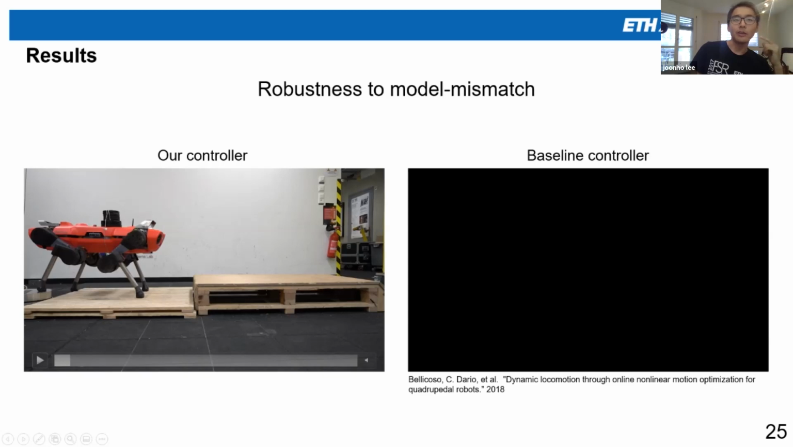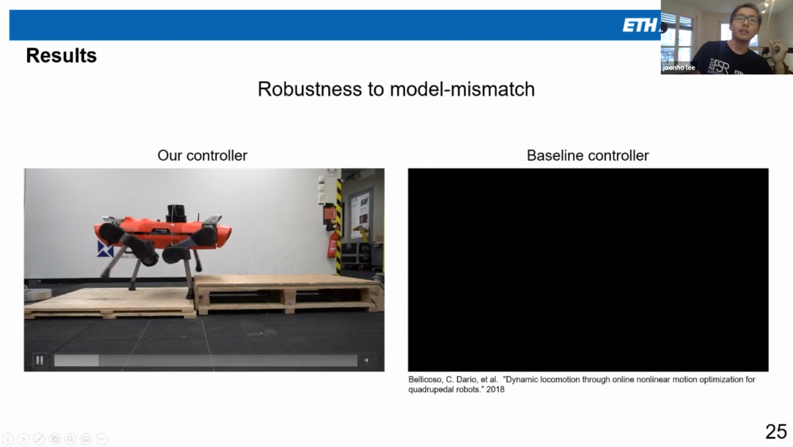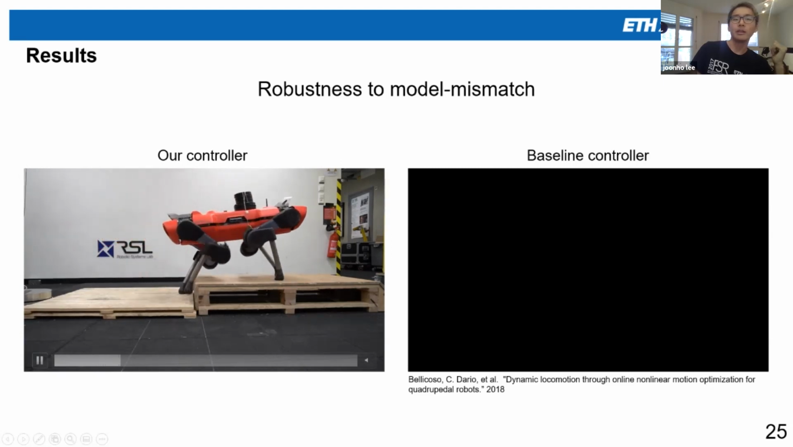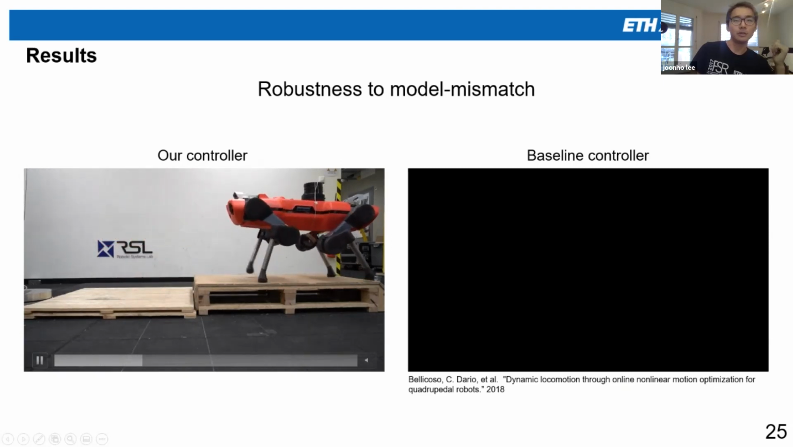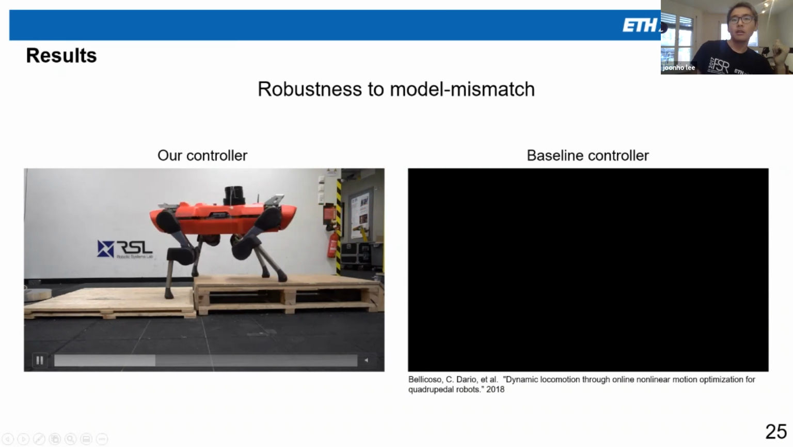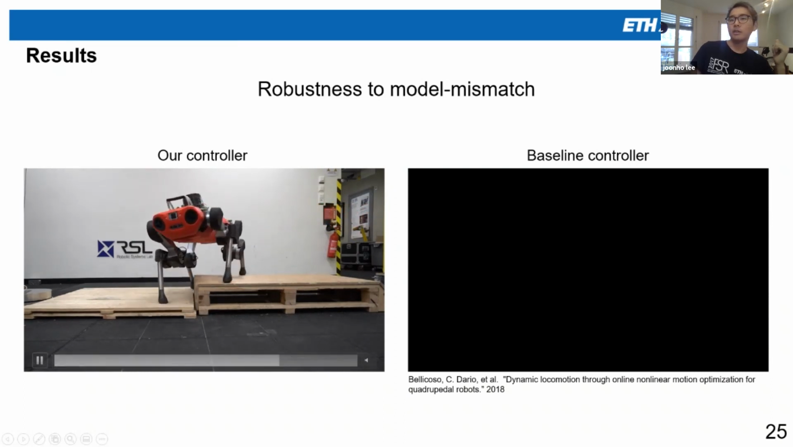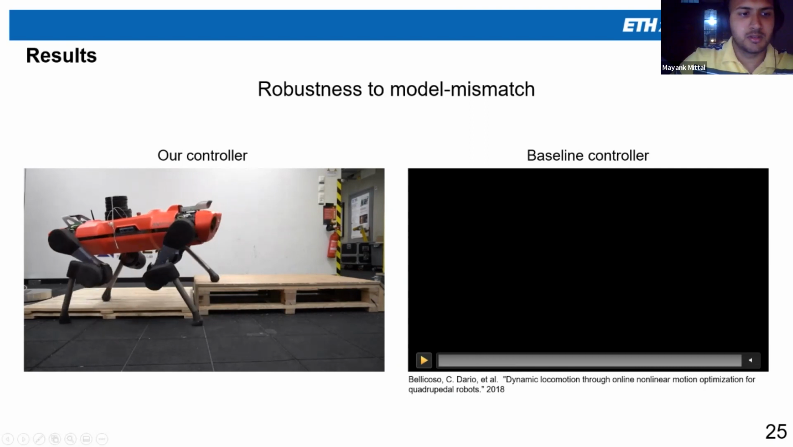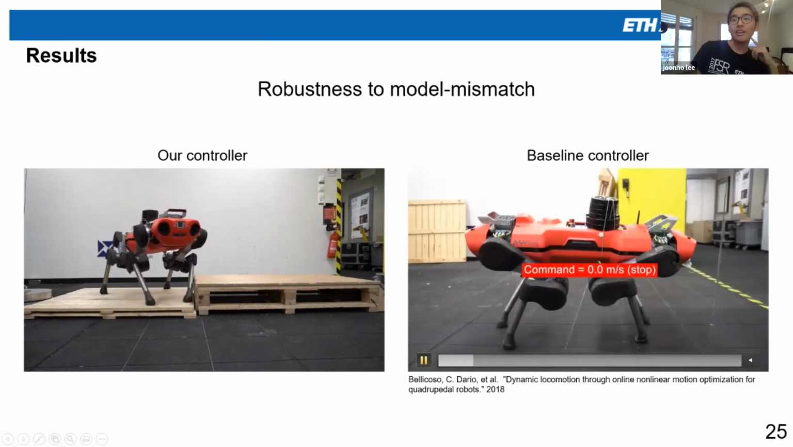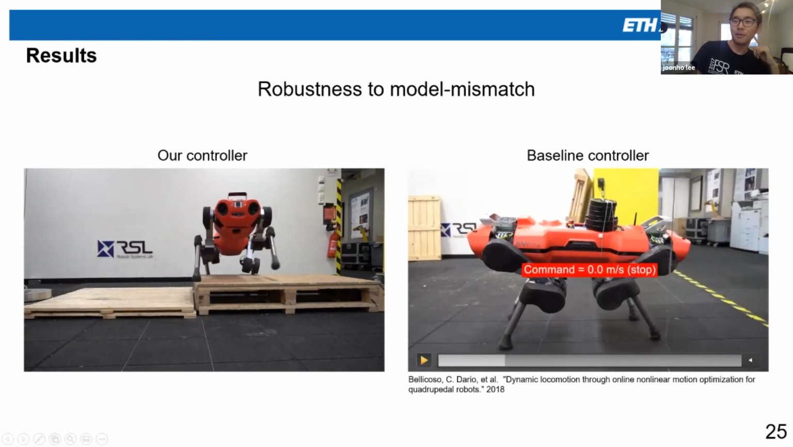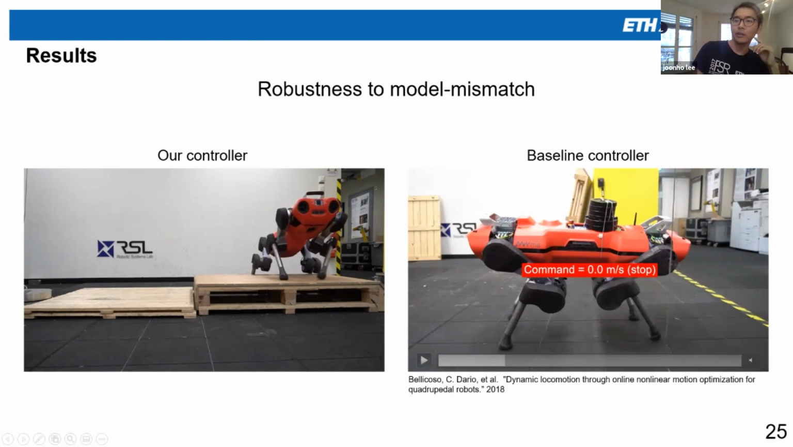We added like 10 kilograms of weight, but it could still do the same thing with this weight, and it could stably walk over different obstacles and in many different directions. But if you do the same thing to the model-based controller, it usually fails completely, if it doesn't have any disturbance observer or some other modules.